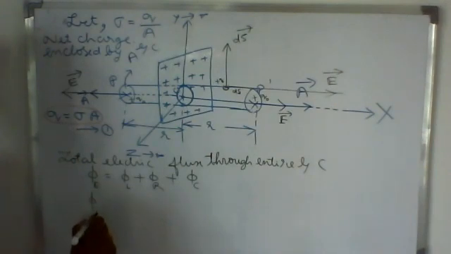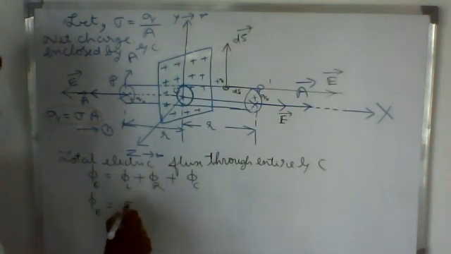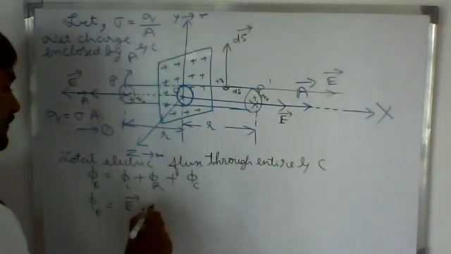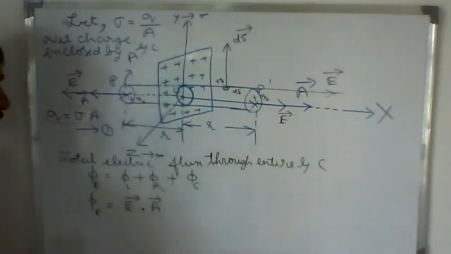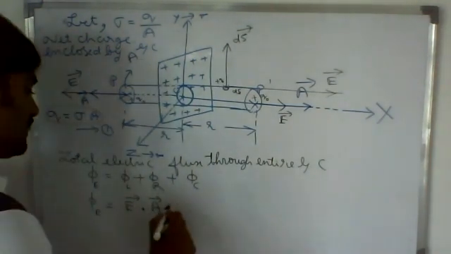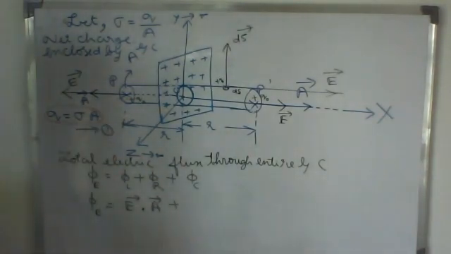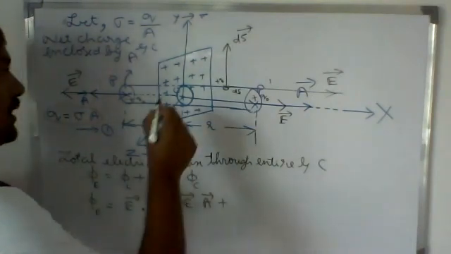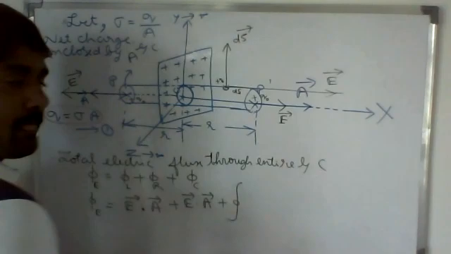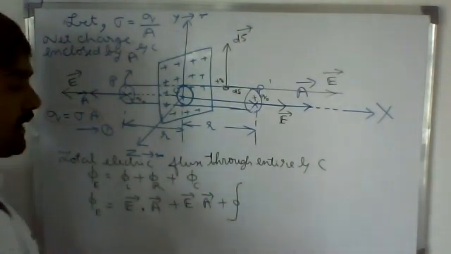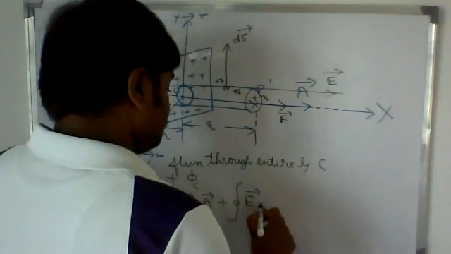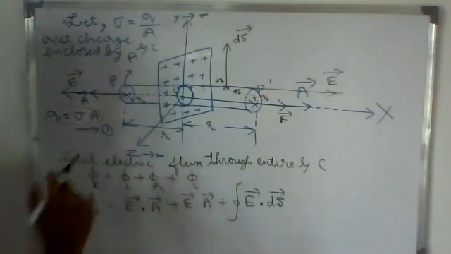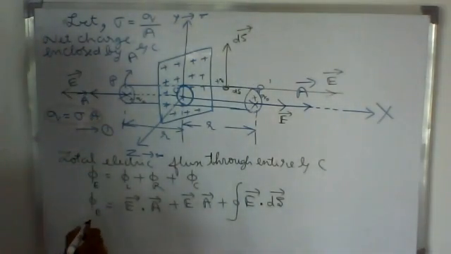So phi E is equal to phi l, that is E vector. The flux is measured by taking the dot product of two vectors, the electric field and the area. Area is A vector. So E vector dot A vector, plus the flux linked with the right flat circular surface, that is also E vector dot A vector, and for the curved surface we have to apply the integration. The integration of E vector dot dS vector, because here we are choosing just a small surface. After that, remove the dot and vector sign.